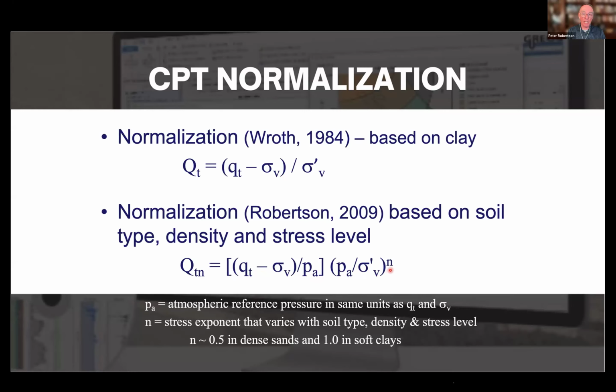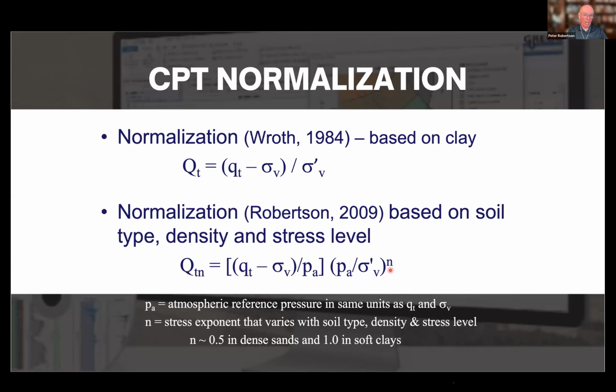But in sands, n can typically be around 0.5. So depending on how dense the sand is, depends what that stress exponent is. So if it's very dense, it can be 0.4, and if it's quite loose, it can be around 0.7. And if it's silty sand, it's around 0.7, 0.8. So n varies as a function of soil type and density as well as stress level.